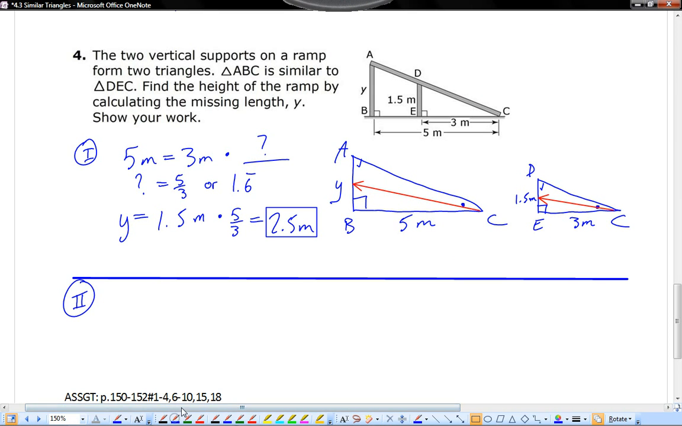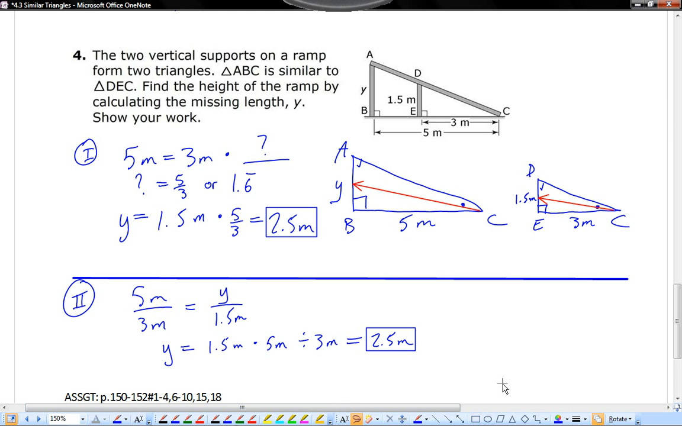The other way to do it is, like I said, using proportions. So you say the big side length over the small corresponding side length, that's 5 over 3, is equal to the large height over the small height. Those are corresponding side lengths. And so to get y, you can do cross multiplying and dividing by the third number in the proportion. This will still give you the same answer of 2.5 meters, but again, you're showing your work in a different way. So that's it. Here's your assignment, and thank you for watching this video.